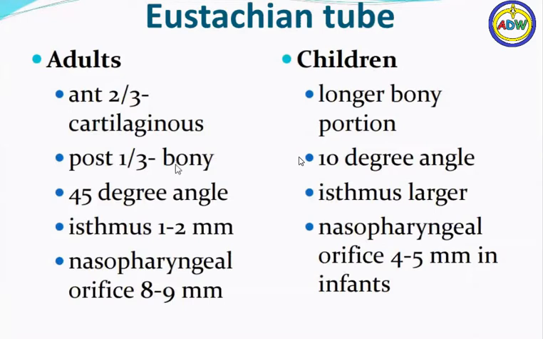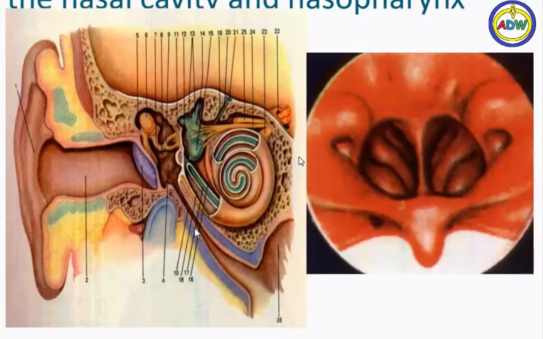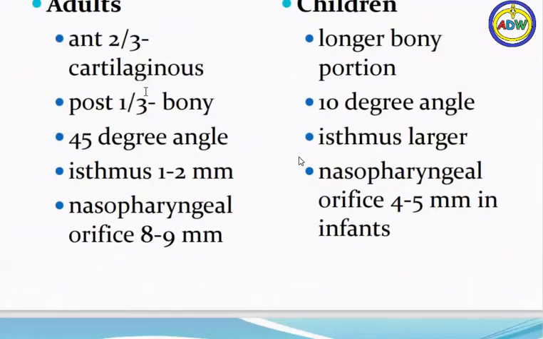And in adults and in children, what kind of differential signs are present? For example, the eustachian tube has 2 ends. This is the cartilaginous part, and this one is the bony part. In adults, the anterior two-thirds is cartilaginous, so mostly the part is cartilaginous. In children, the bony portion is longer. It means that the bony part does not constrict and does not close.